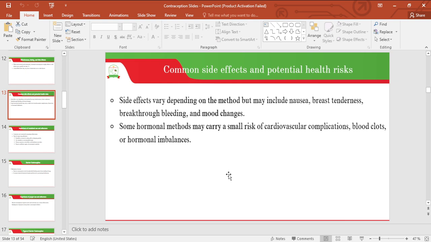Let's look at the common side effects and potential health risks of some of the methods. The side effects vary depending on the method that is being used. Some of the side effects may include nausea, breast tenderness, breakthrough bleeding, and mood changes. Some hormonal methods may carry a smaller risk of cardiovascular complications, blood clots, or hormonal imbalance.